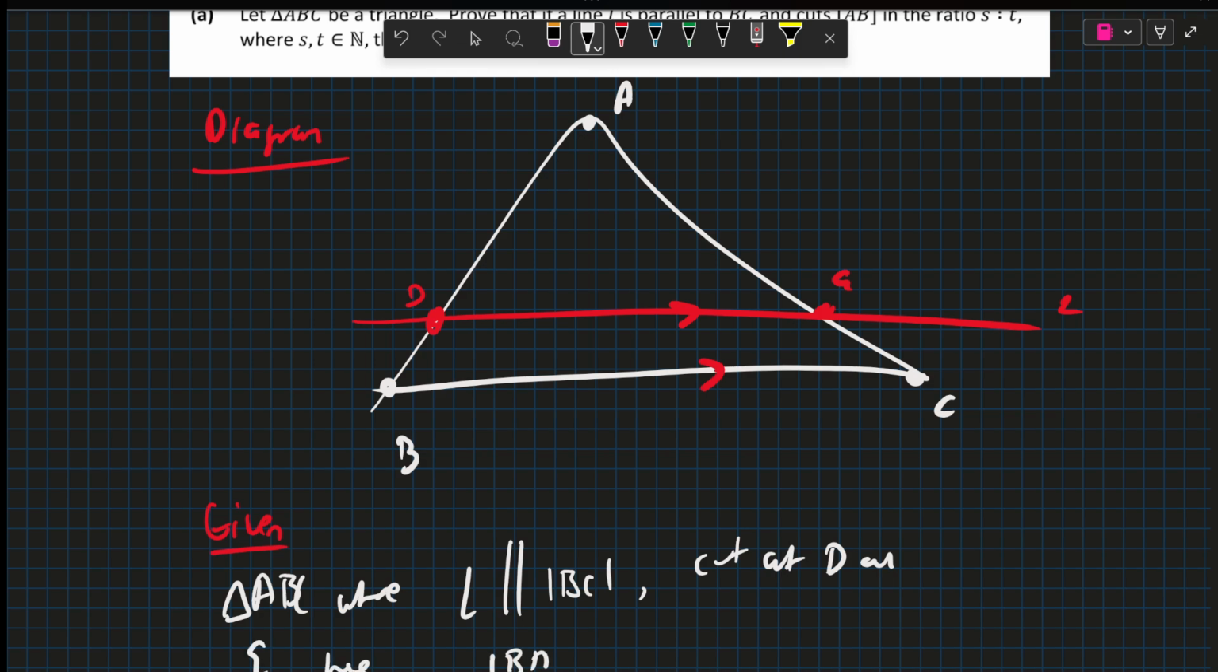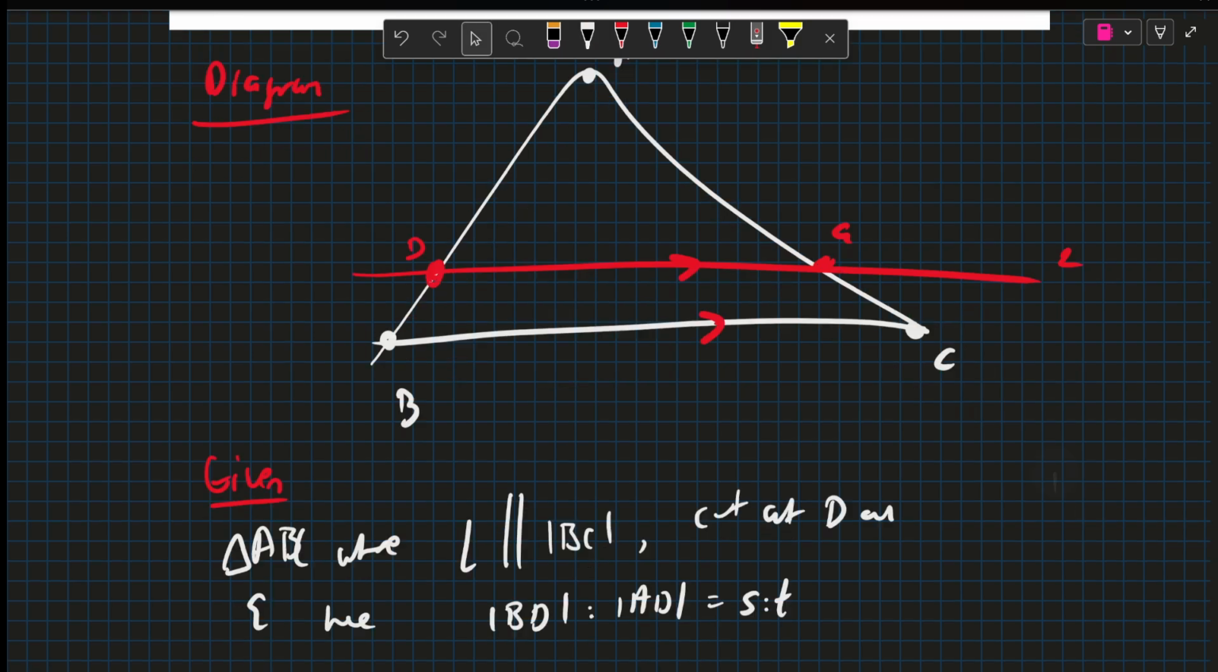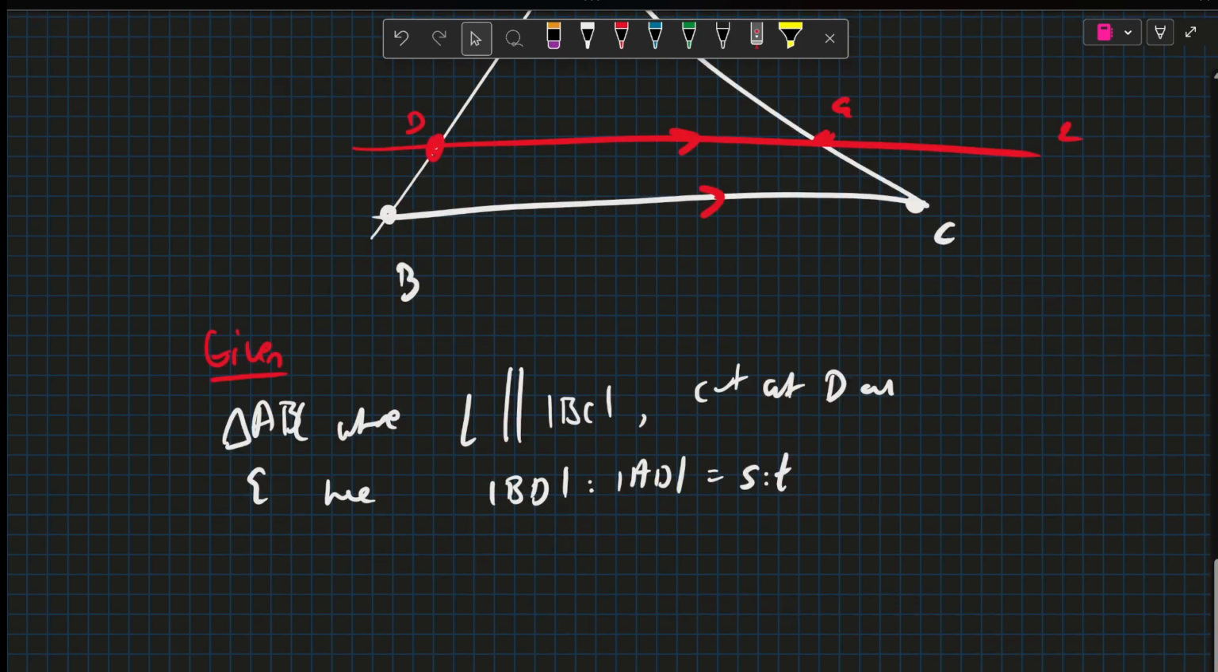where BD to AD is S to T. And what we want to prove is that CE to AE is S to T. Okay?